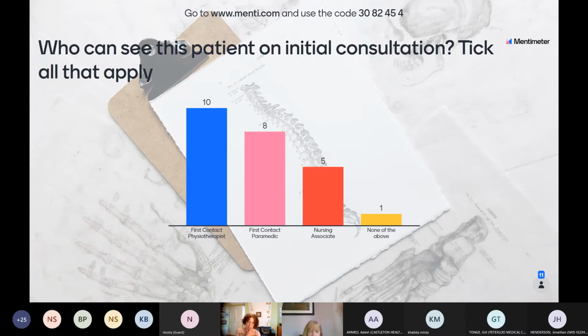Okay, I think everybody's responded there. So this patient was seen by a first contact physio on a virtual appointment initially. Can you have the next slide, please, Rob?